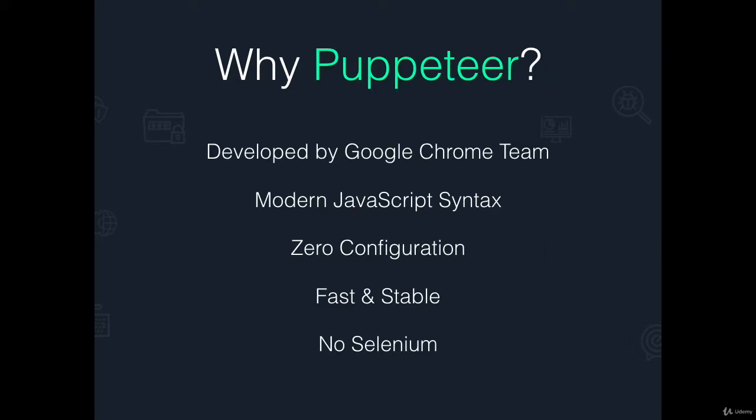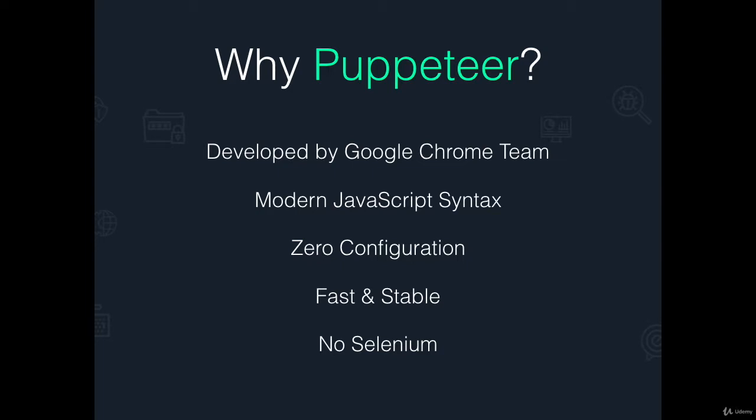And why should you learn Puppeteer? Puppeteer is developed and maintained by the Google Chrome team, so it has first-class support and community. There are basically no bugs in Puppeteer, and even if you find one, it is fixed almost instantly after you report it. Puppeteer uses modern JavaScript syntax with all those cool features such as async await. It has basically zero configuration, so you don't need to set up any browser instance. Everything is handled by Puppeteer automatically with one single line of code.